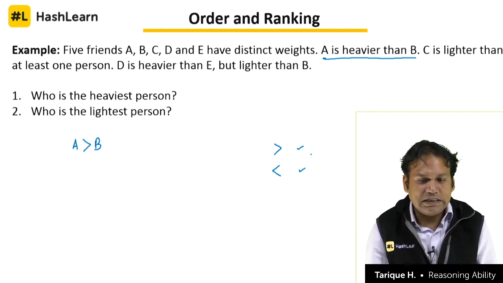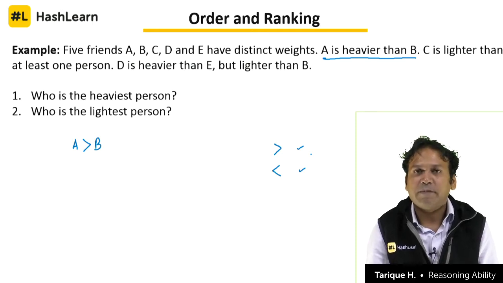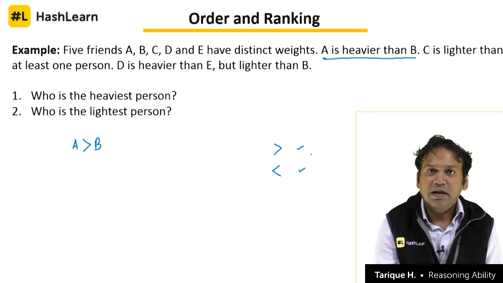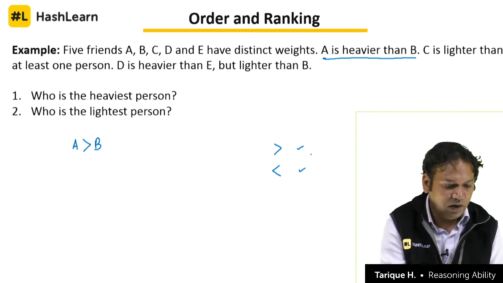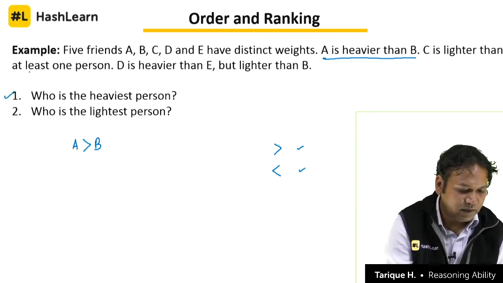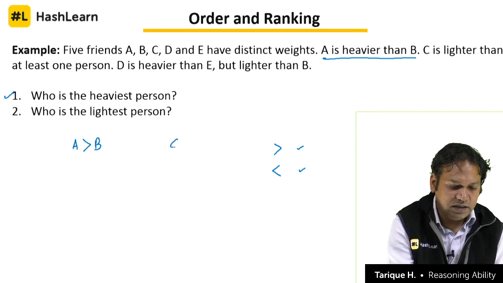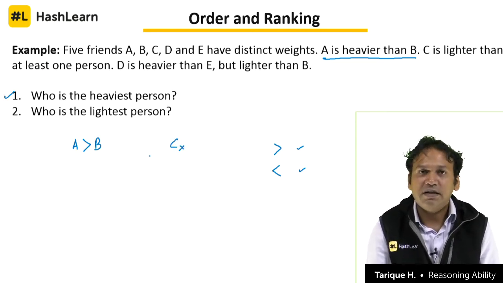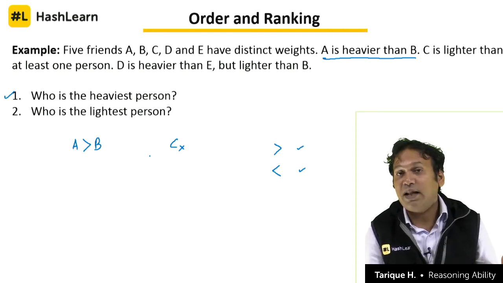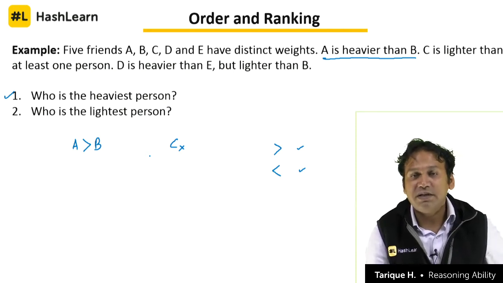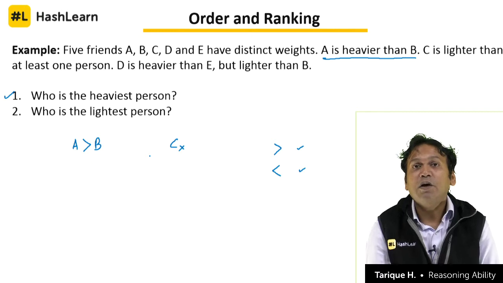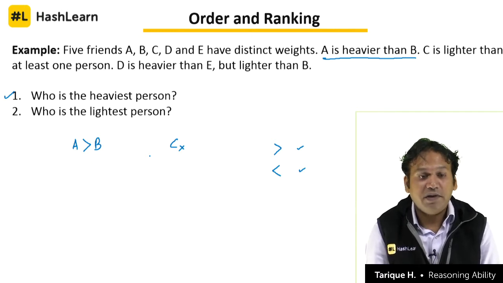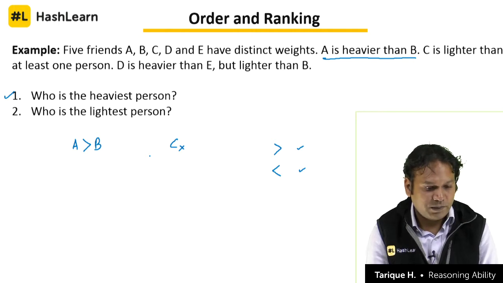C is lighter than at least one person. That means definitely C is not the heaviest. So we are looking for who is the heaviest. We can say C is definitely not the heaviest, because C is lighter than at least one person. C can also be the lightest person. At least one person means there can be more than one person who is heavier than C, correct?